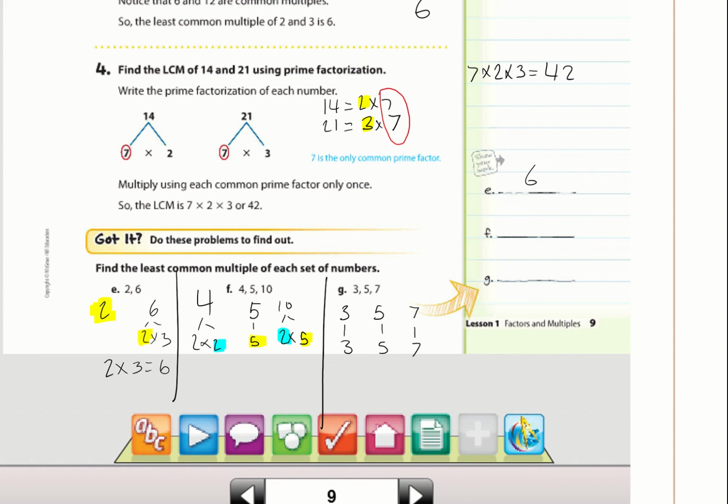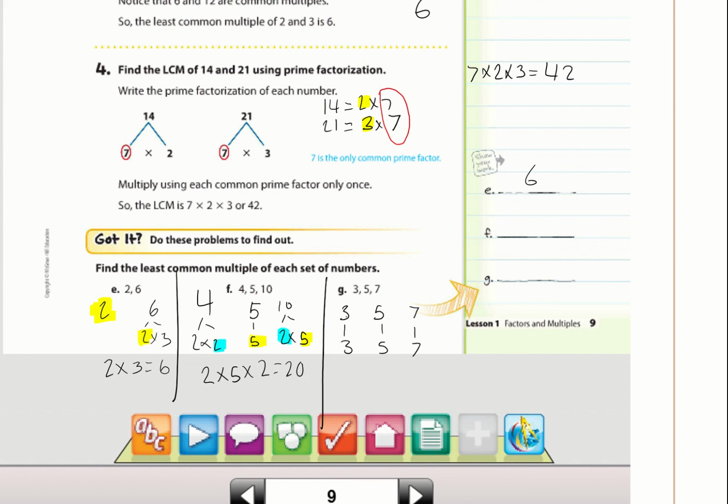So I'm actually going to solve these with you guys. I have my prime factorizations of 4, 5, and 10. 5 is already prime. So my 2's pair up, so I write that down once. 5's pair up, so I write them down once. I have a leftover 2, so I multiply it by 2. 2 times 5 is 10, times 2 equals 20.